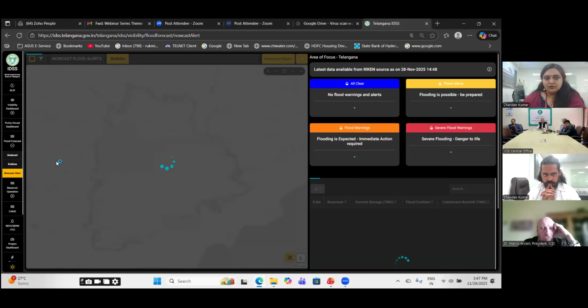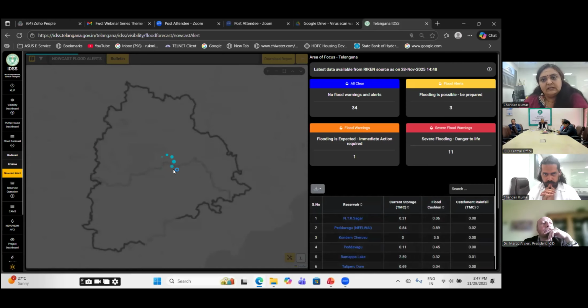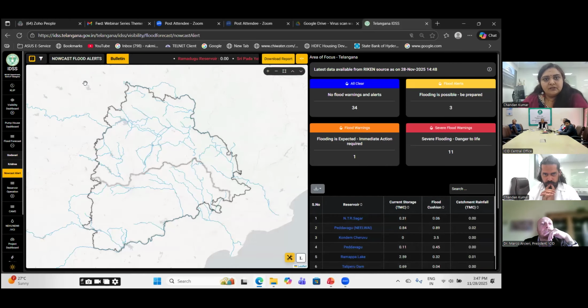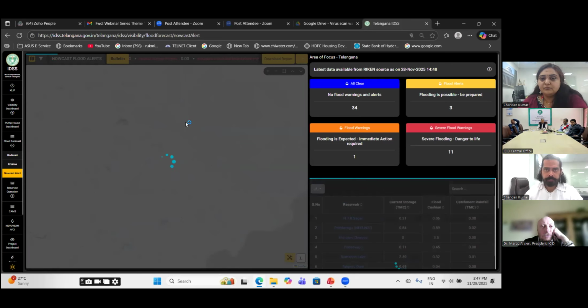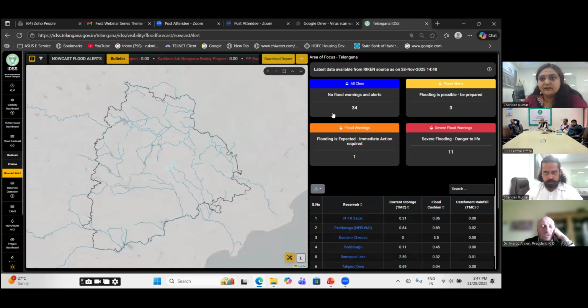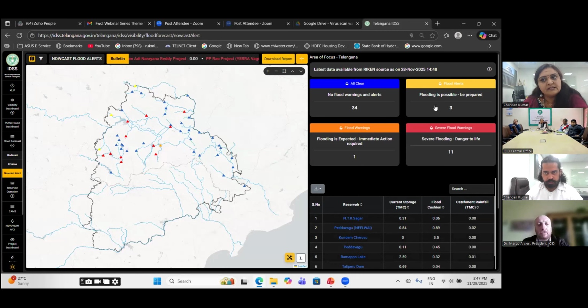Now, very important, nowcast. This was very, very useful when it came to giving alerts, not only the forecast. We need to understand the next moment of time, 10 minutes, which I have been showing you before. So this nowcast is also providing us with the bulletins. So we can see that there are no flood warnings as of now. There is a flooding which is possible, so it is also telling us to be prepared.